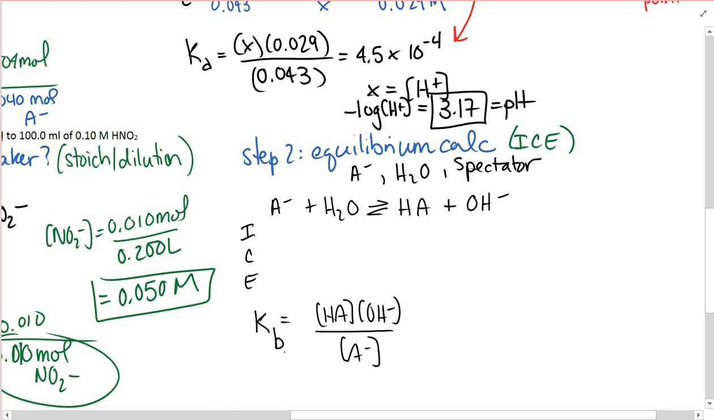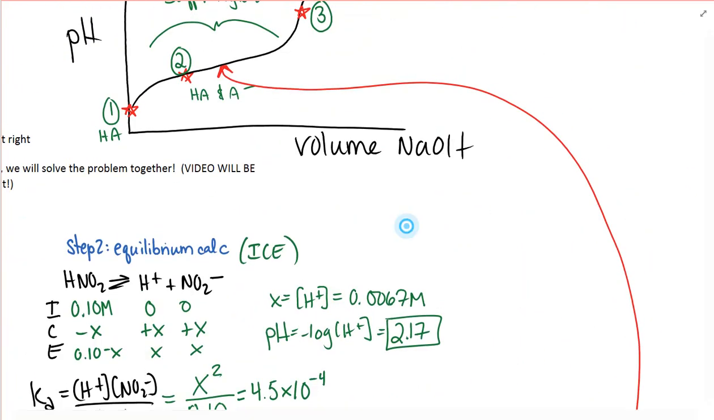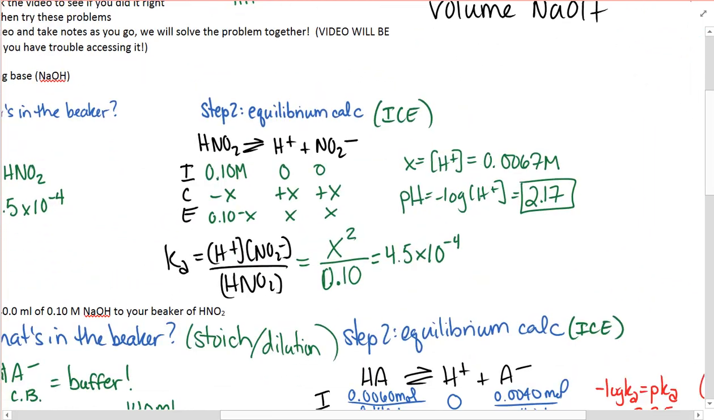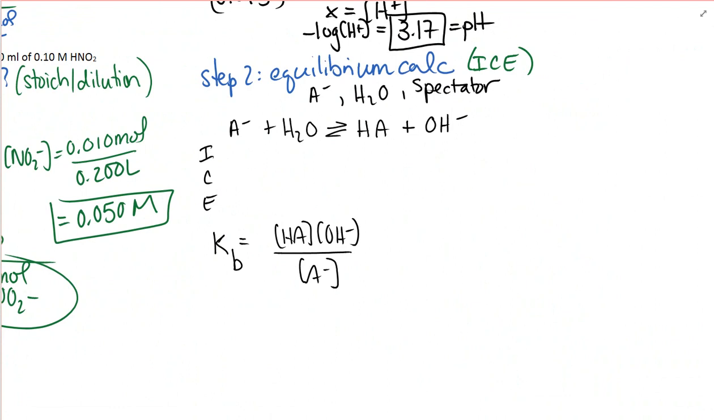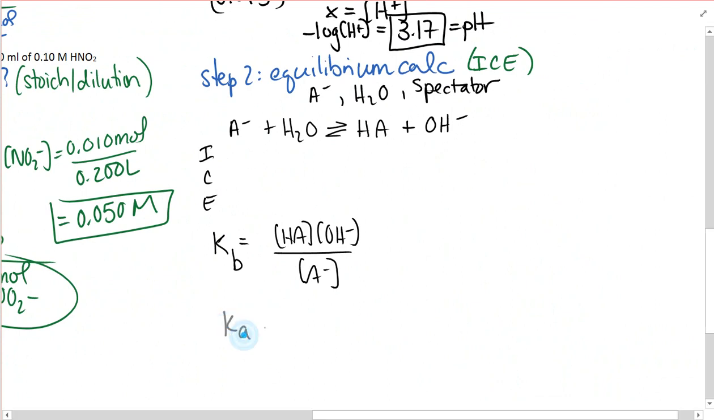So did anyone give us the value of Kb? Doesn't look like it. The problem only gave us a Ka value. So how am I supposed to handle that? Well, if you have a weak acid and its conjugate base, the Ka of your acid, that would be HNO2, times the Kb of the conjugate base, which would be NO2 minus, is going to equal Kw, which is on your equation sheet. It's 10 to the negative 14. So we can find Kb by taking Kw divided by Ka.